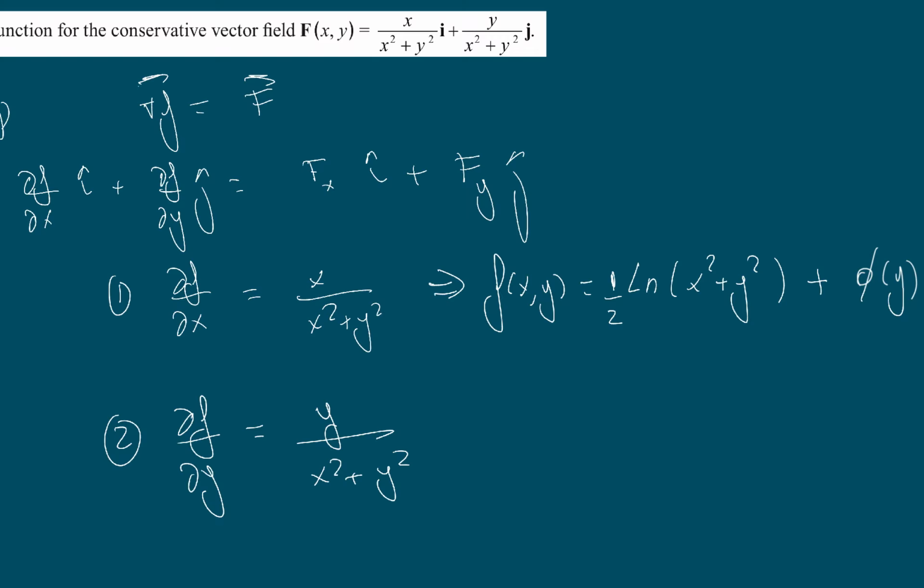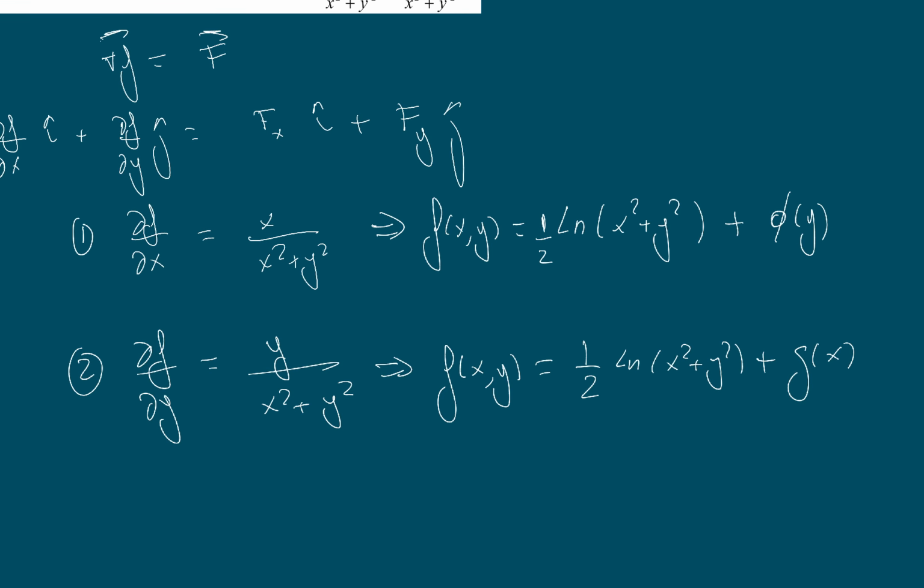Perfect. And here, what will happen? Here, f of x y, who will it be? Well, it has the same expression. I need to find the function whose partial derivative with respect to y gives this expression. And who is this? It is again the same one, 1/2 natural log of x squared plus y squared, plus now g of x, because if I take the partial derivative with respect to y of this expression, I will obtain this one. So who is f of x y? Is it this one or this one?